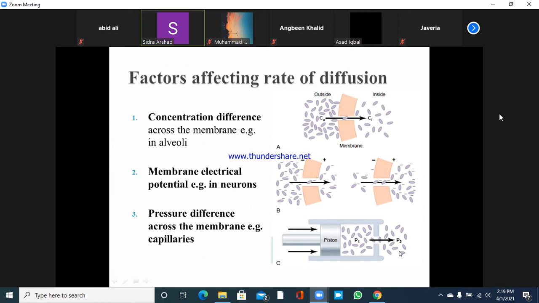So where does this pressure difference exist? This pressure difference exists in the capillaries, right? Pressure due to fluid overload in the body tends to cause the diffusion of fluid from the capillaries into the surrounding areas. So that is the effect of pressure difference on the diffusion of molecules. Okay, so these are the three factors that can affect the rate of diffusion: concentration, electrical potential, and the pressure difference that exists across the membrane.